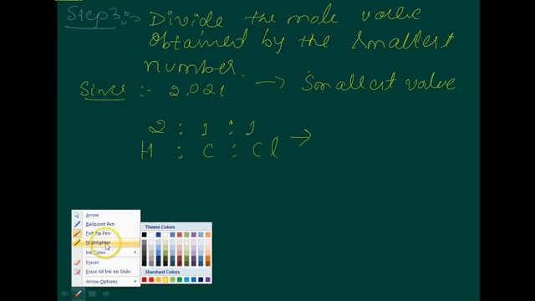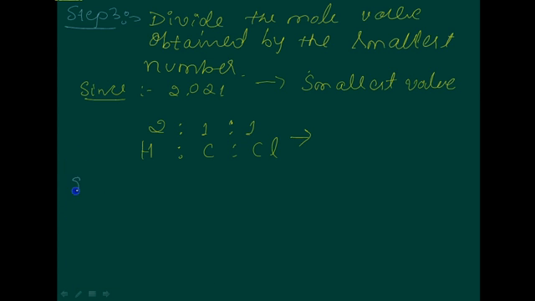Next, move on to step 4. In step 4, write the empirical formula by mentioning the numbers after writing the symbols of the respective elements. How to write the empirical formula? Consider C as only one atom, H which has 2, and Cl which has one atom. So this is how to write the empirical formula.